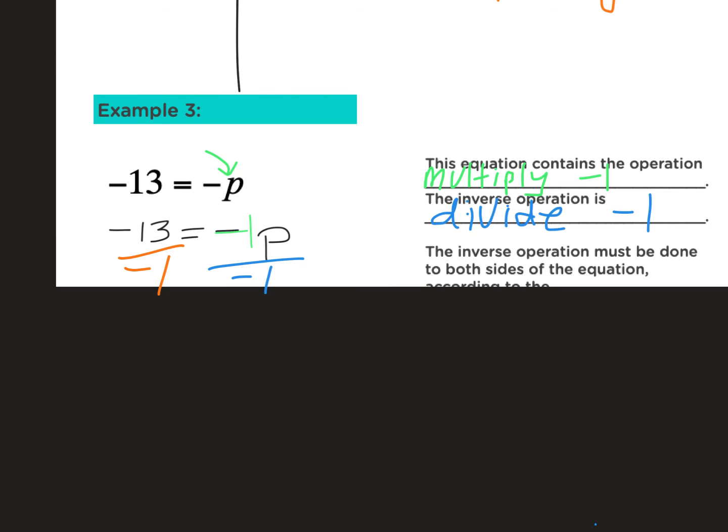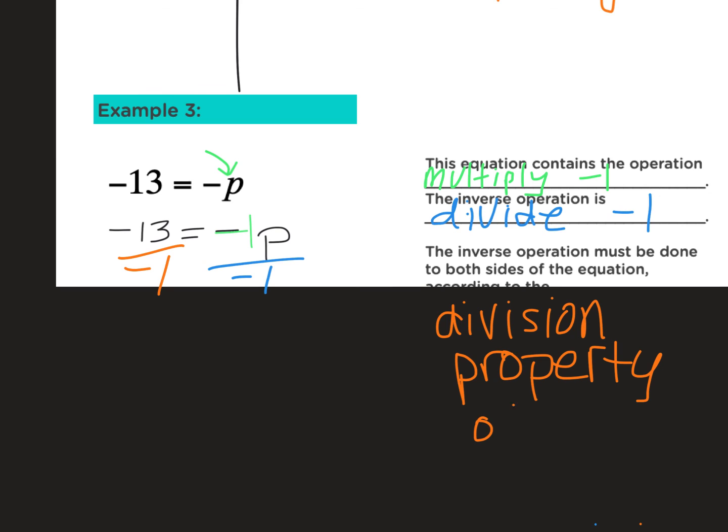We know we're going to do both sides. Somebody fill in the blank for me. When you divide both sides by the same number, that is the what property of equality? Division property of equality. We're dividing both sides by the same number. You can tell we're being repetitive because I want that name to stick.